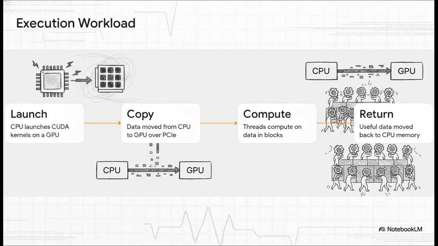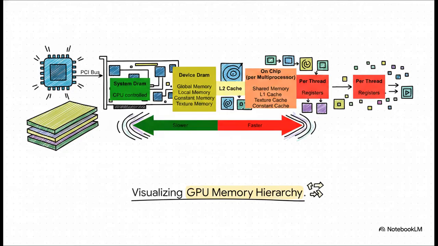First, the CPU orchestrates everything and launches the kernels. Second, and this is usually our biggest bottleneck, the data has to be pushed from the system memory across the PCI Express bus to the GPU. It's slow and costly. Third, once the data is finally there, those lightweight threads chew through it in parallel blocks. And fourth, when the computation is done, the final results are shipped all the way back across that PCIe bus to the CPU.